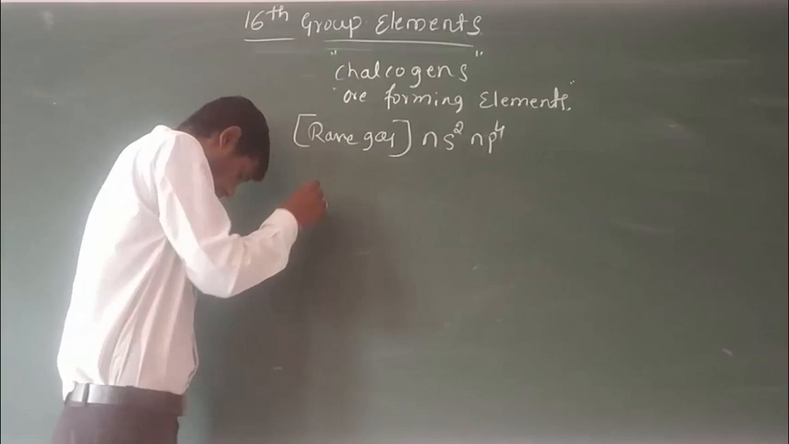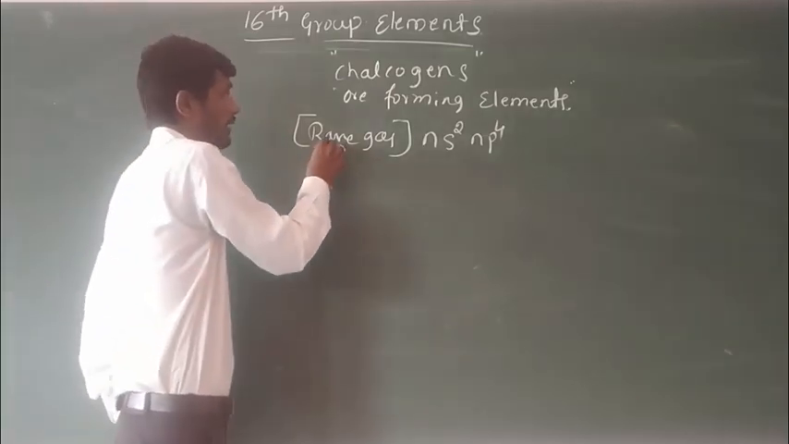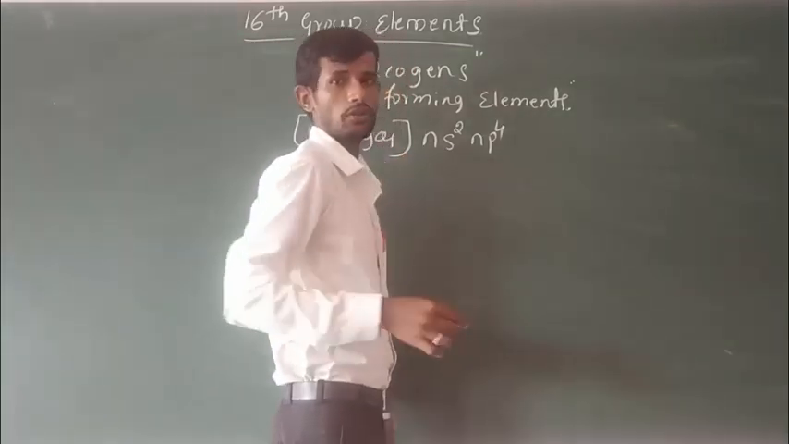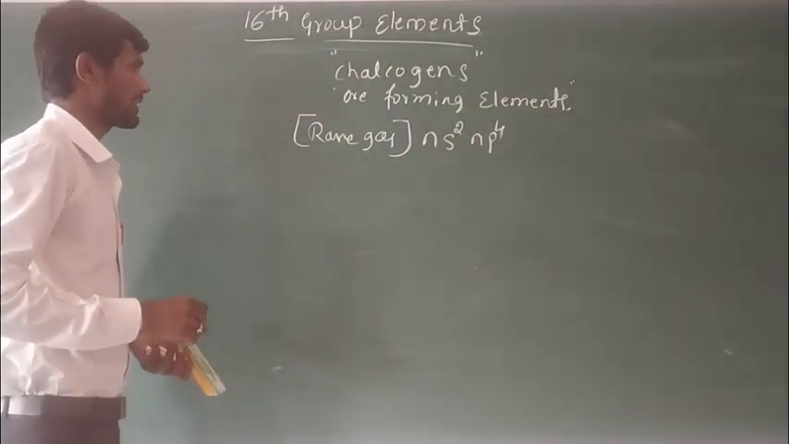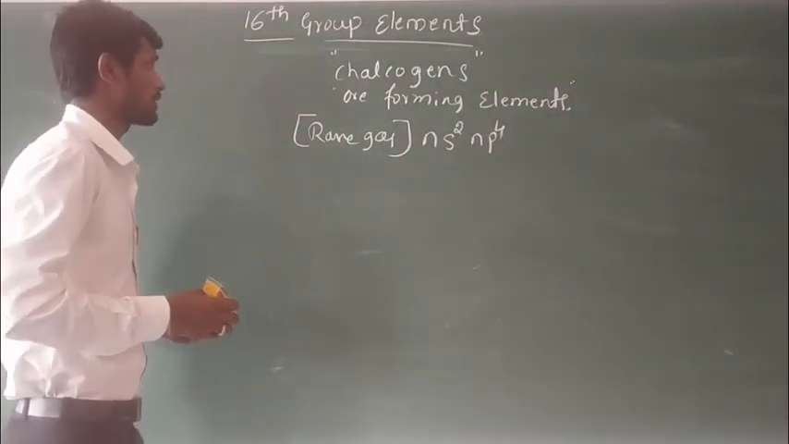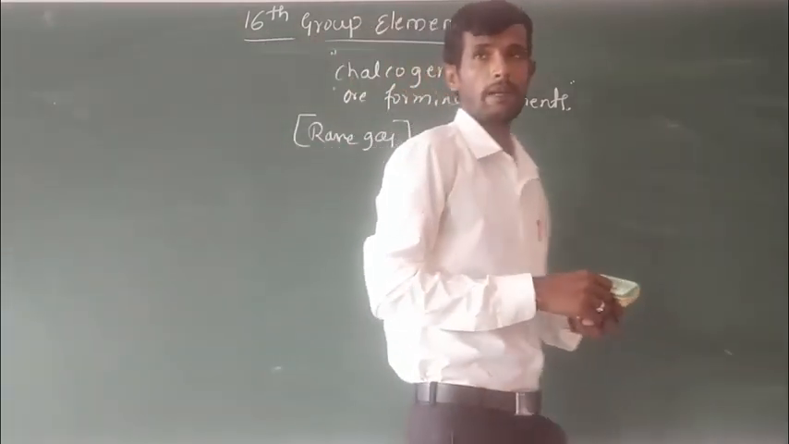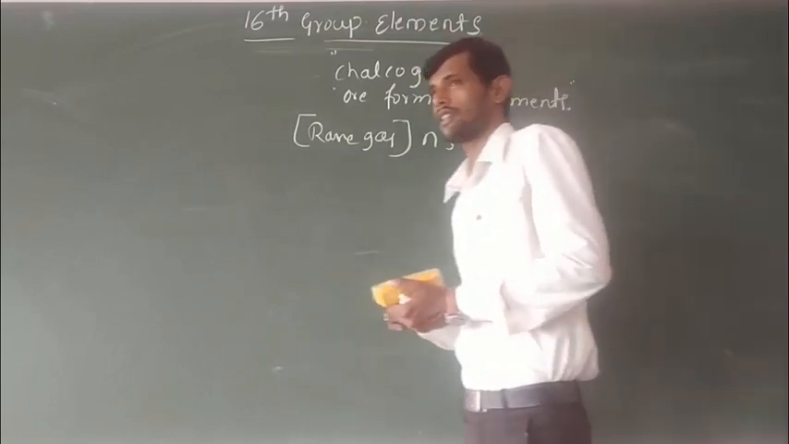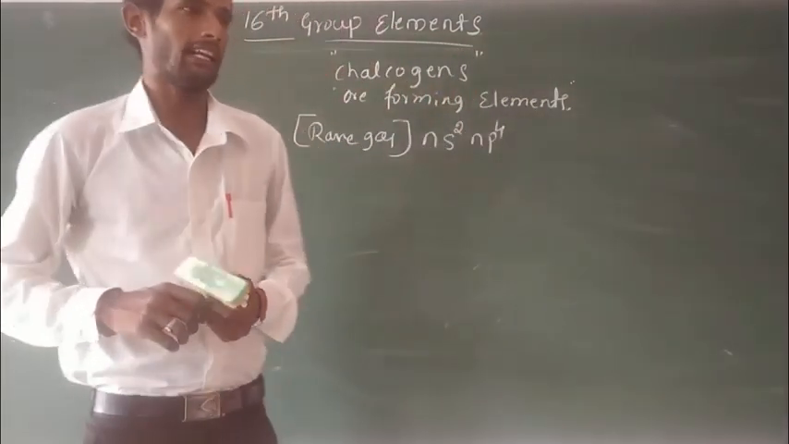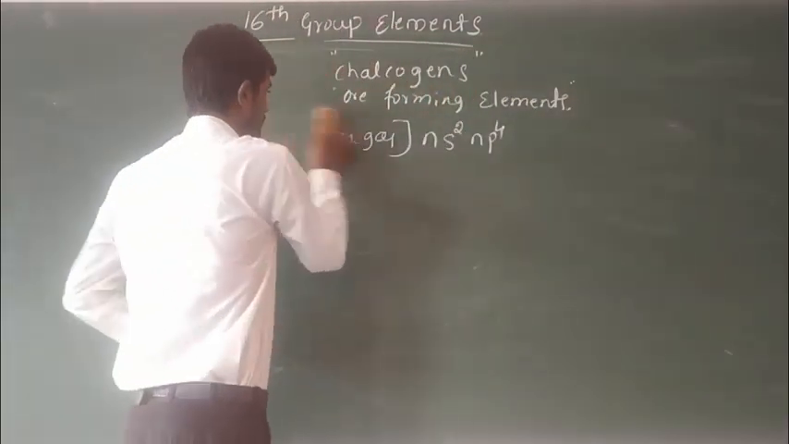General electronic configuration of 16th group elements is rare gas ns2 np4. Now I write the elements which are present in 16 group elements and their particular atomic number and electronic configuration. Okay, see here.